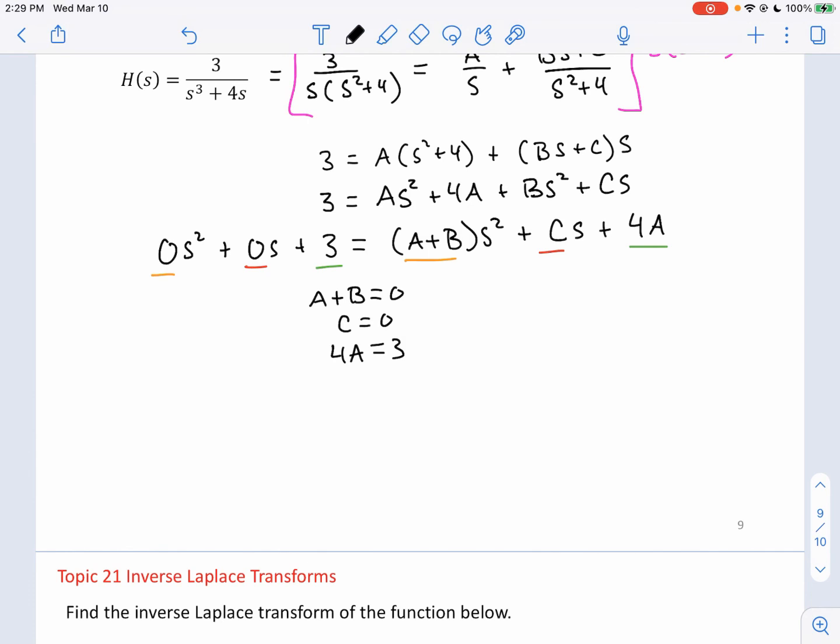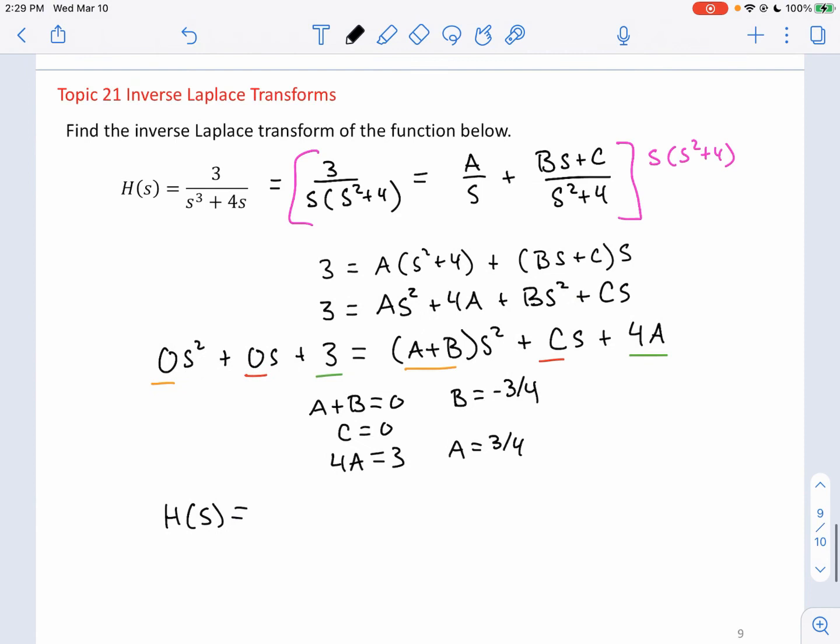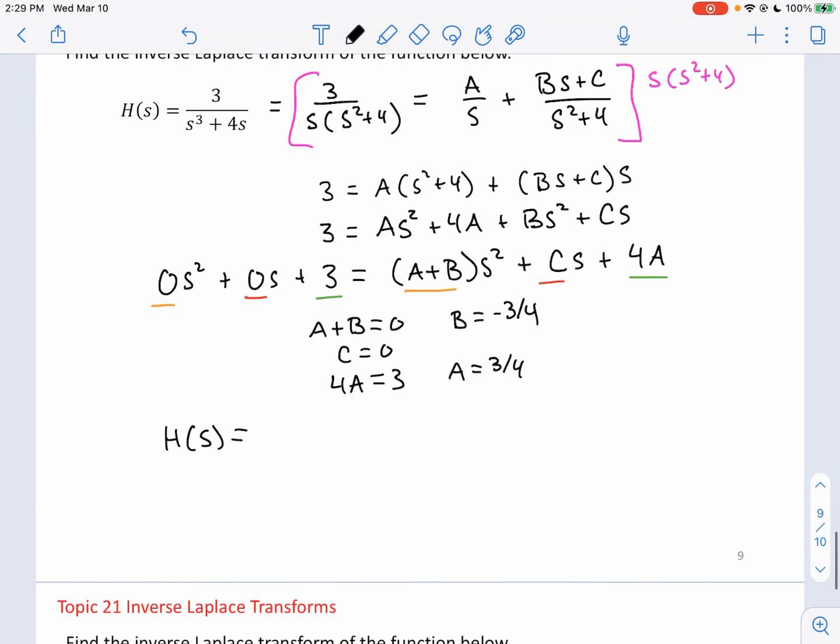So a is 3/4, so b is negative 3/4. And this will satisfy all of the equations. And of course c is 0. So this allows me to rewrite capital H function as we had a over s, a is 3/4. So we have 3/4 over s if you want to write it that way. Plus, then bs, so negative 3/4 s, and the c is 0, so plus 0, and then over s squared plus 4.